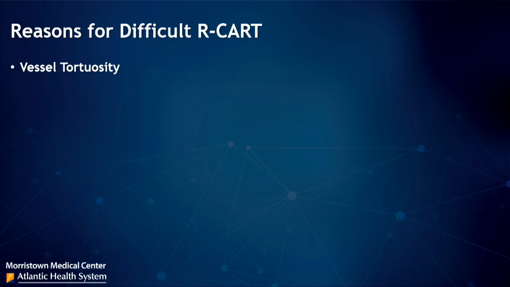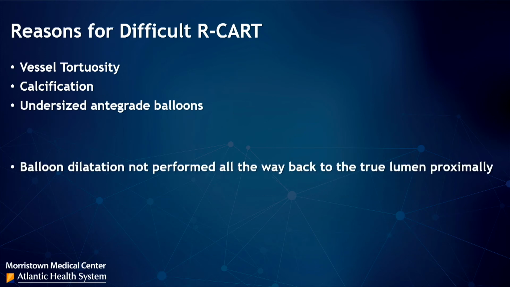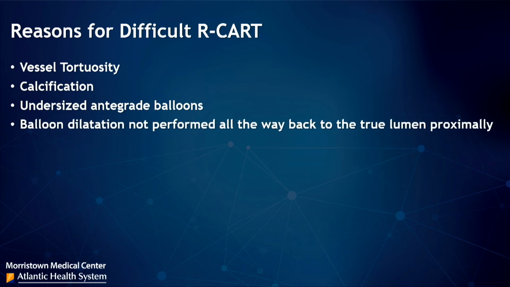Reasons for difficult reverse CART, which is where we're going to focus our talk, are vessel tortuosity, calcification, undersized antegrade balloons, and balloon dilatation not performed all the way back into the true lumen proximally. You really want to create the whole tunnel back to the proximal true lumen. Knuckles have caused big hematomas.